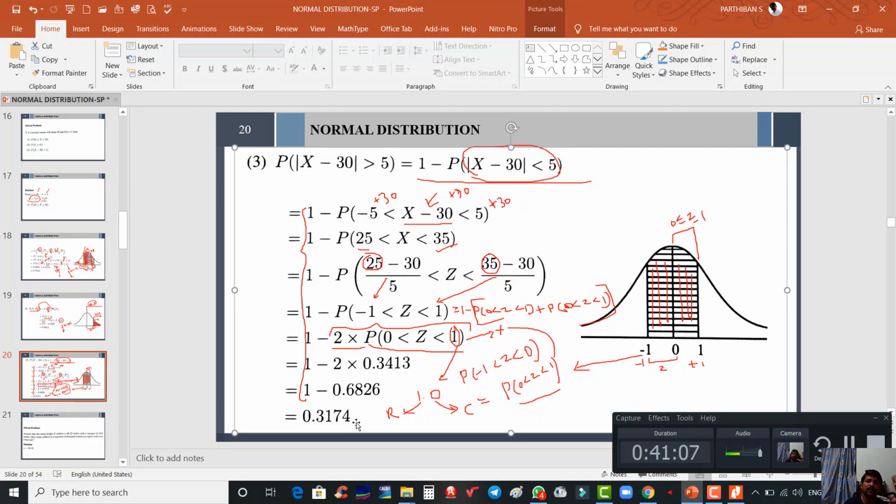So this is the way to solve problems under normal distribution using the normal table. Up to this class, you can learn how to solve problems and how to refer to the normal table. And in the next class we shall see some more problems.